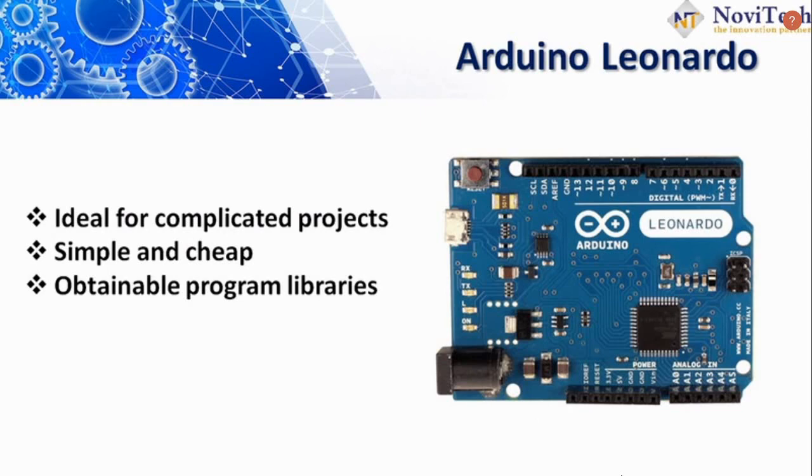The first one is Arduino Leonardo. The first development board of an Arduino is the Leonardo board. Ideal for complicated projects, this board uses one microcontroller along with the USB. That means it can be very simple and cheap also. Because this board handles USB directly, program libraries are obtainable, which let the Arduino board follow a keyboard of the computer, mouse, etc.